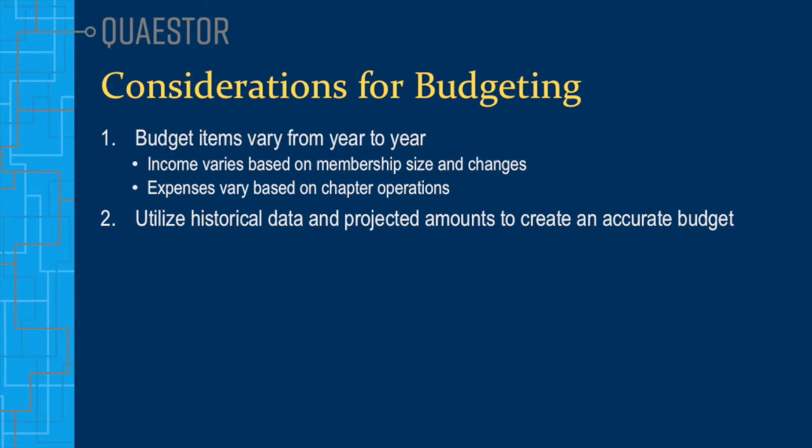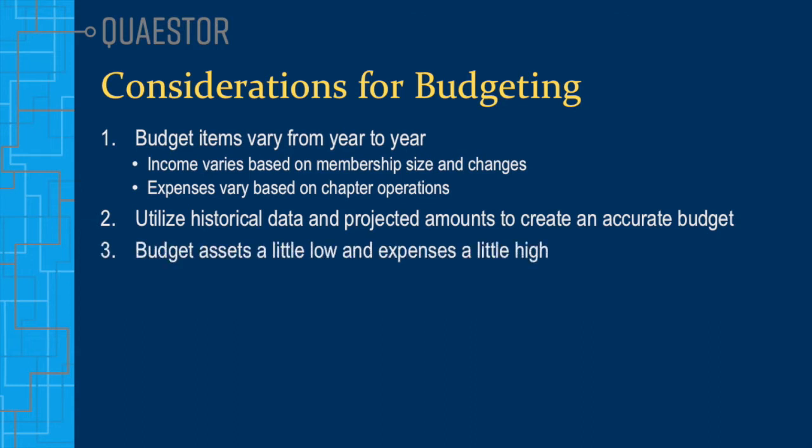For items that require projected amounts, such as member dues, you may want to consult with other officers or chairmen to make those predictions. With respect to our example of member dues, an example would be consulting with the recruitment chairman to help estimate how many potential new members the chapter seeks to add for each term.